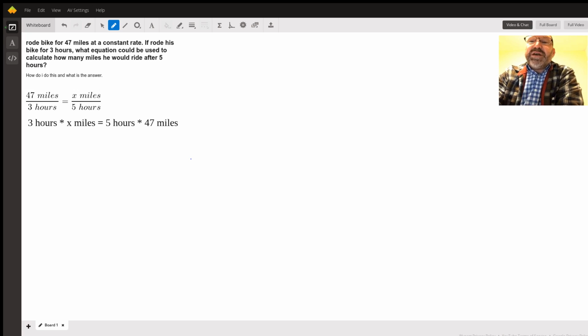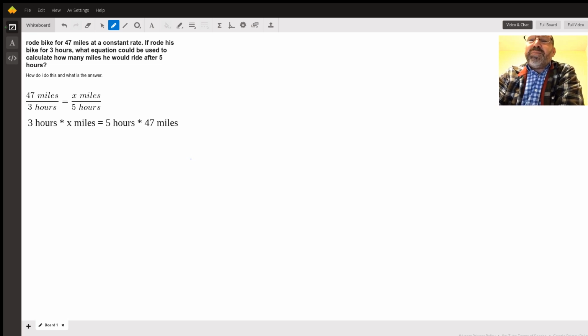So what I've done is I've set up what we know. It says Ted traveled 47 miles in 3 hours. But then it asks a question: how many miles did he travel in 5 hours? Whenever we set these two fractions up side by side, we know that they have to be proportional. In other words, the amount of time traveled in 5 hours has to be proportional to the amount of distance traveled in 5 hours.